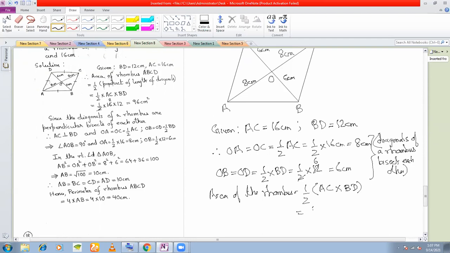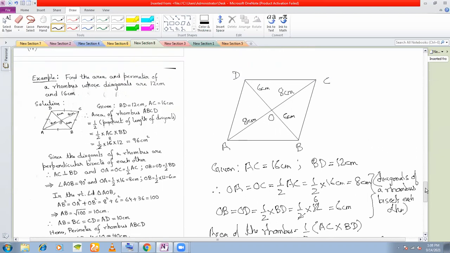So this is half into what is AC? 16 centimeter. How much is BD? 12 centimeter, which is 96 centimeter square is the area. So the first question is answered. So if this question carries 3 marks, you will get 1 mark for this. Okay.